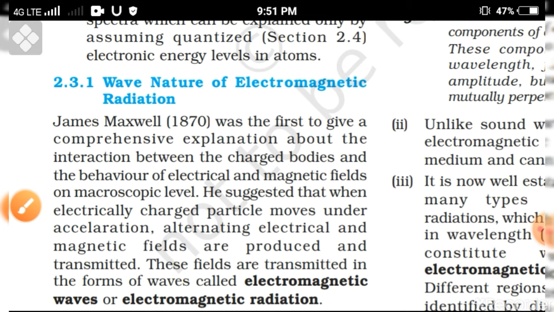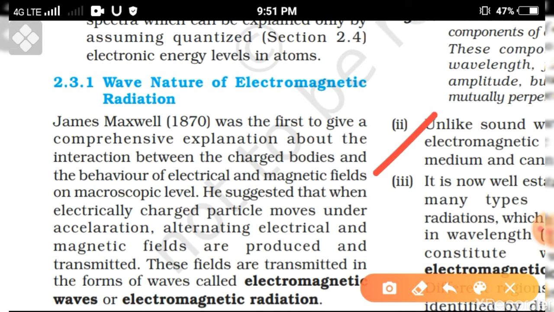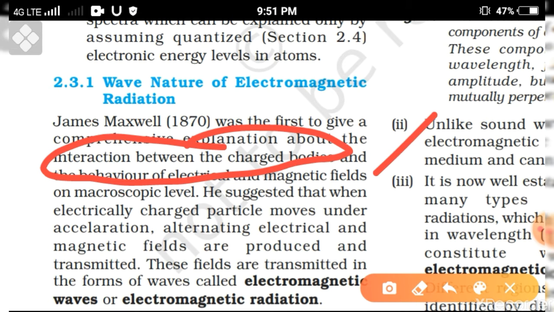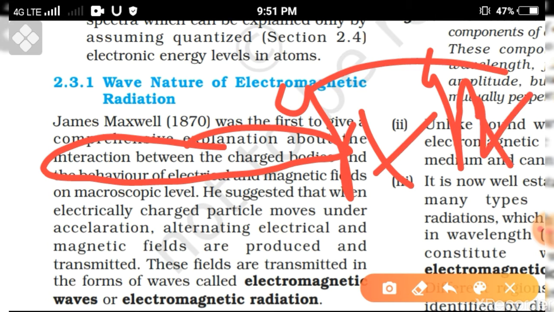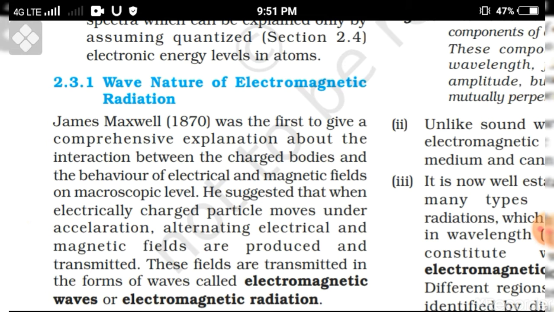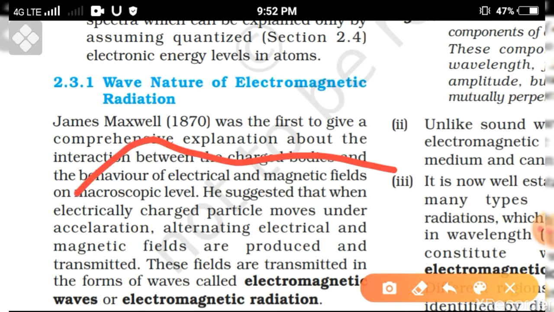He gave an explanation about the interaction between charged bodies and the behavior of electrical and magnetic fields on a microscopic level. Suppose there are two bodies with charges Q1 and Q2. What is the interaction between the two bodies? And what is the behavior when electrical and magnetic fields are applied, on a microscopic level?